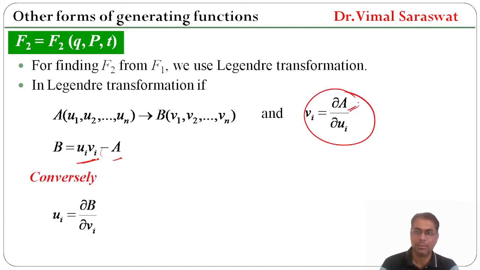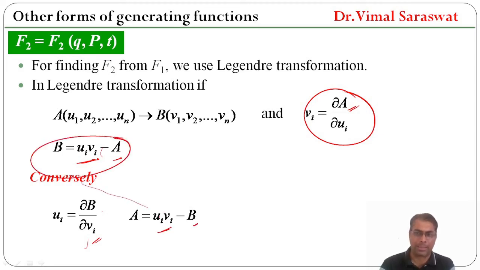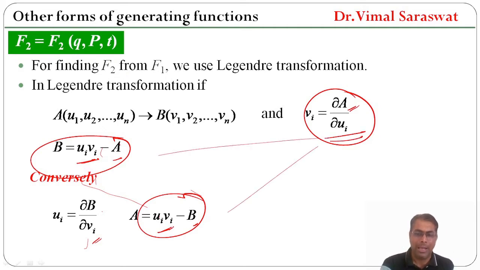Conversely, ui is equal to del b upon del vi. So a is equal to ui vi minus b. So b can be obtained by using a from this relation, and a can be obtained by using this relation. Here ui is given and vi is obtained by this relation, and here vi is given and ui can be obtained by this relation.